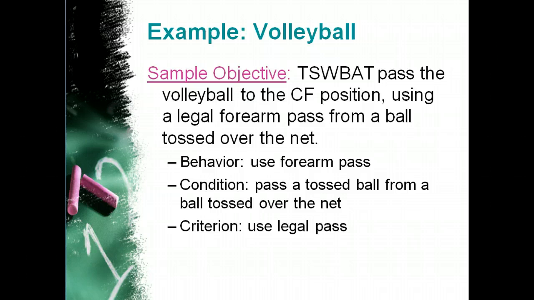A sample lesson objective in volleyball is: the students will be able to pass the volleyball to the center front position, which is where the setter is, using a legal forearm pass from a ball tossed over the net. The behavior is using a forearm pass. The condition, or conditions of practice, is passing a ball tossed over the net. And then the criterion, how you're going to assess it, is whether it is a legal pass or not.